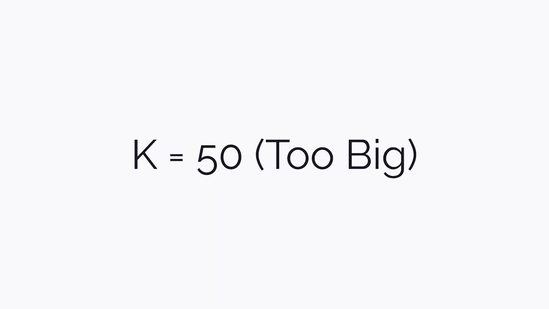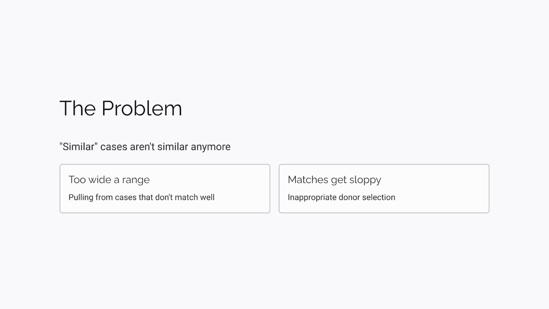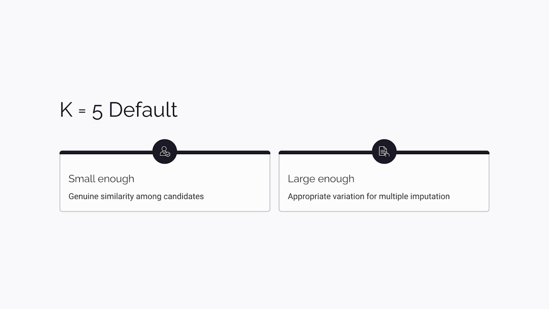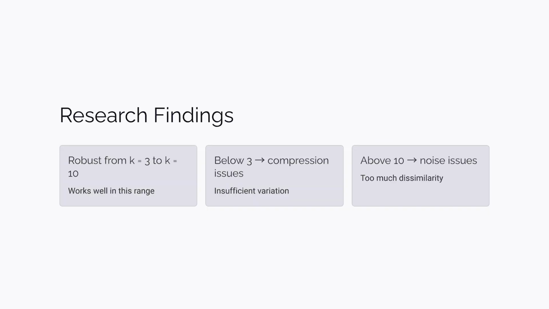If K equals 50, your similar cases might not actually be similar. You're pulling from too wide a range. Matches get sloppy. The conventional default is K equals 5, small enough for genuine similarity, large enough for appropriate variability. Research suggests the method is robust from about 3 to 10.